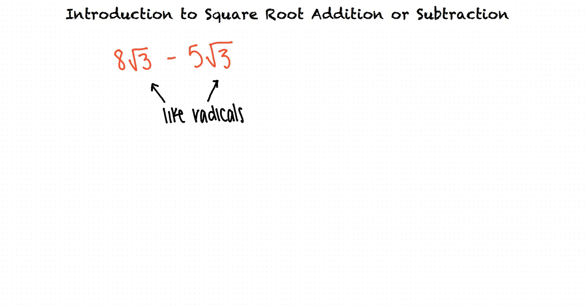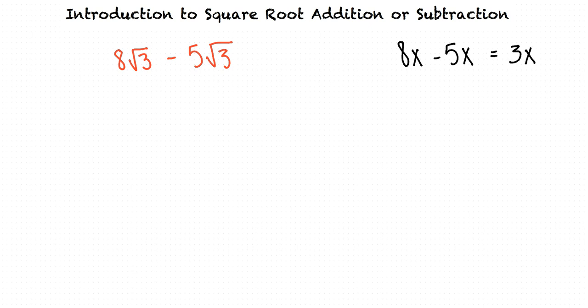So, say we had 8x minus 5x. How would we simplify this? Well, we would take 8 minus 5, which equals 3, and we would have to keep the x attached. Right. So 8x minus 5x equals 3x. We can complete the original problem in the same way. 8 radical 3 minus 5 radical 3 equals 3 radical 3.